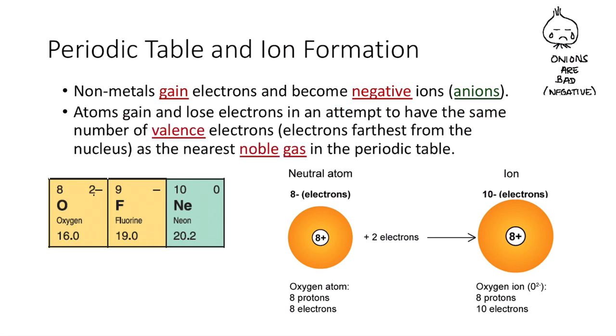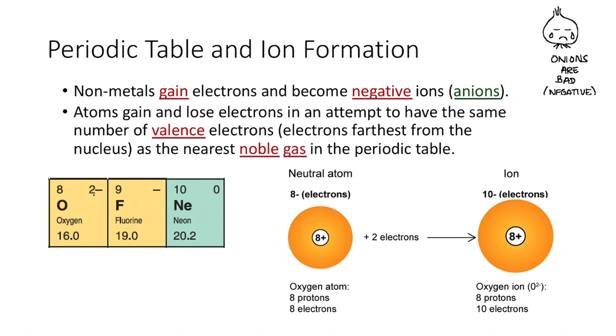Atoms gain and lose electrons in an attempt to have the same number of valence electrons, which are the electrons furthest from the nucleus, referring to the last outer shell, as the nearest noble gas in the periodic table. So that's always how you can tell how many electrons an atom will gain or lose. It is based on where they are on the periodic table and how many outer electrons they have versus how many they need to gain or lose to be like the closest noble gas with a full outer ring.